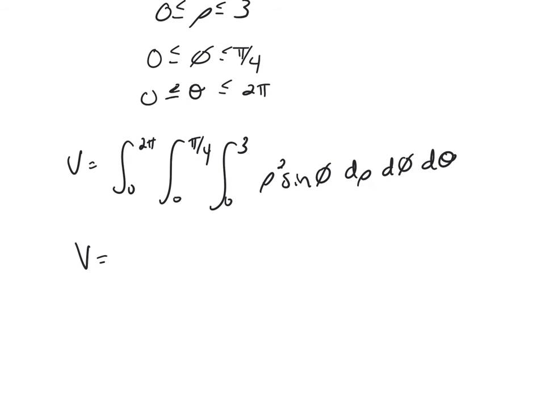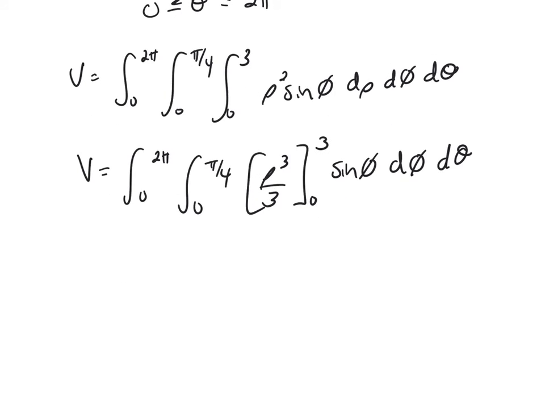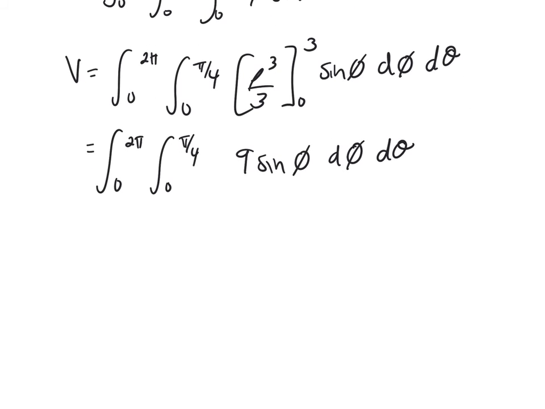Then for the volume, integrate first with respect to rho: rho cubed over 3. Then you're going to get 9 for that, which I'll go ahead and do. So you'll get 9 sine phi, d phi, d theta. Integrate 9 sine phi, and you'll get minus 9 cosine phi.